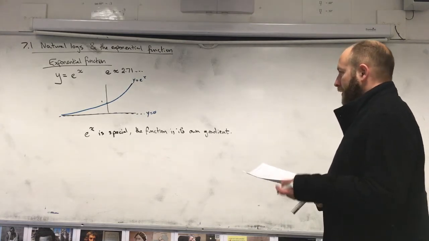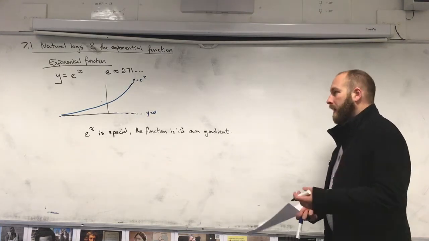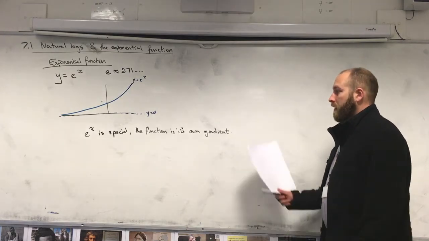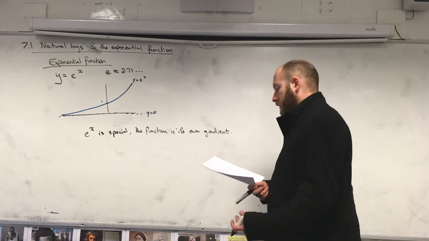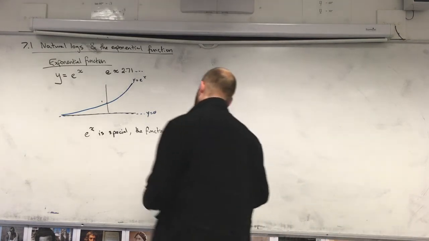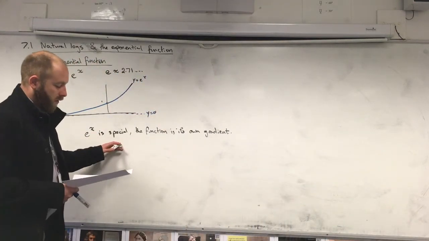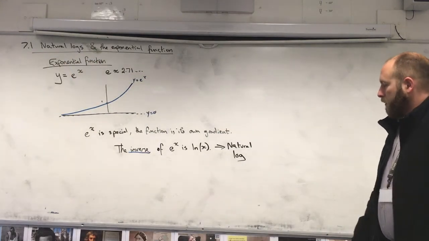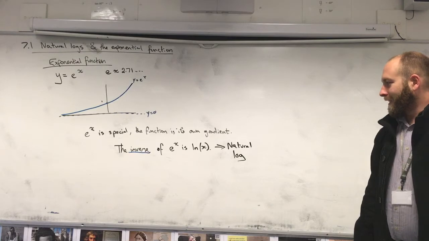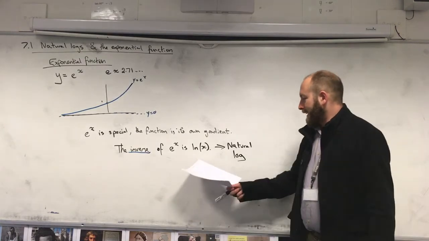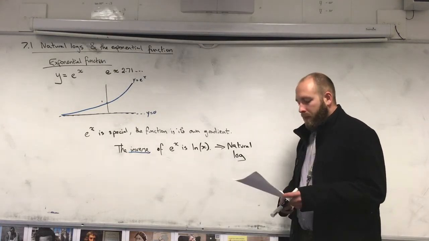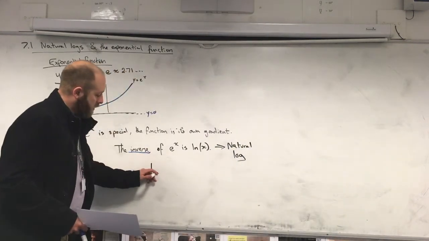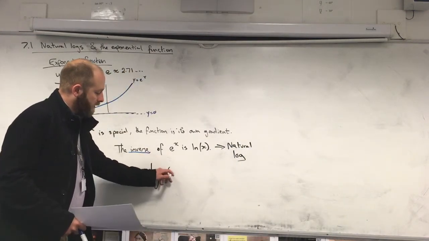Now e to the x has an inverse. Just as we've got multiply, divide, add, subtract, we also have an inverse to e to the x. And the inverse of e to the x is ln of x. So ln is the natural log, it comes from the French logarithme naturel, which is why it's ln and not nl. And natural log is basically log to the base e of x.